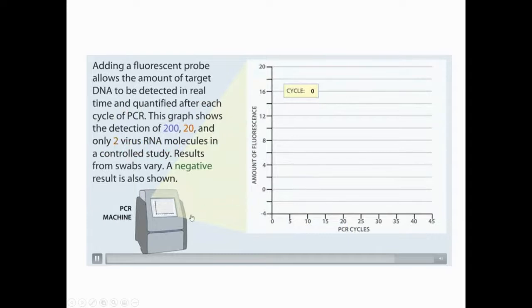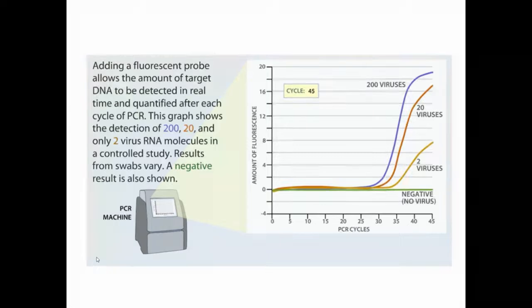Adding a fluorescent probe allows the amount of target DNA to be detected in real time and quantified after each cycle of PCR. So now, if you have the fluorescent probe, then that'll be the qPCR. And since it's RT-PCR, the whole process is called qRT-PCR.